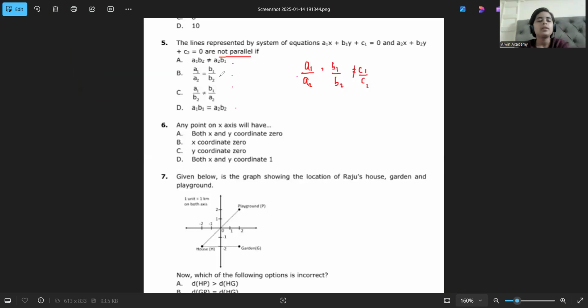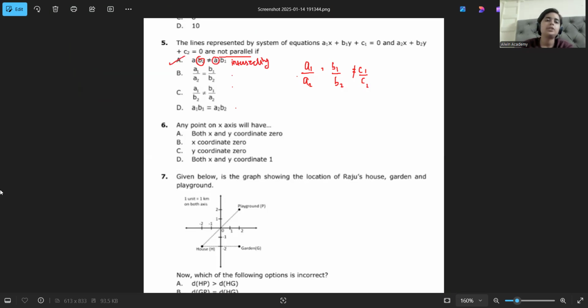Now let's first check out option number A. This is given in multiplication. We know no condition of multiplication. But if I take this a2 to the LHS and this b2 to the RHS, it becomes a1 by a2 not equal to b1 by b2. a1 by a2 not equal to b1 by b2 is actually the condition for intersecting lines. And intersecting lines are not parallel. So our answer is straight away option A. You can check out the other options as well.